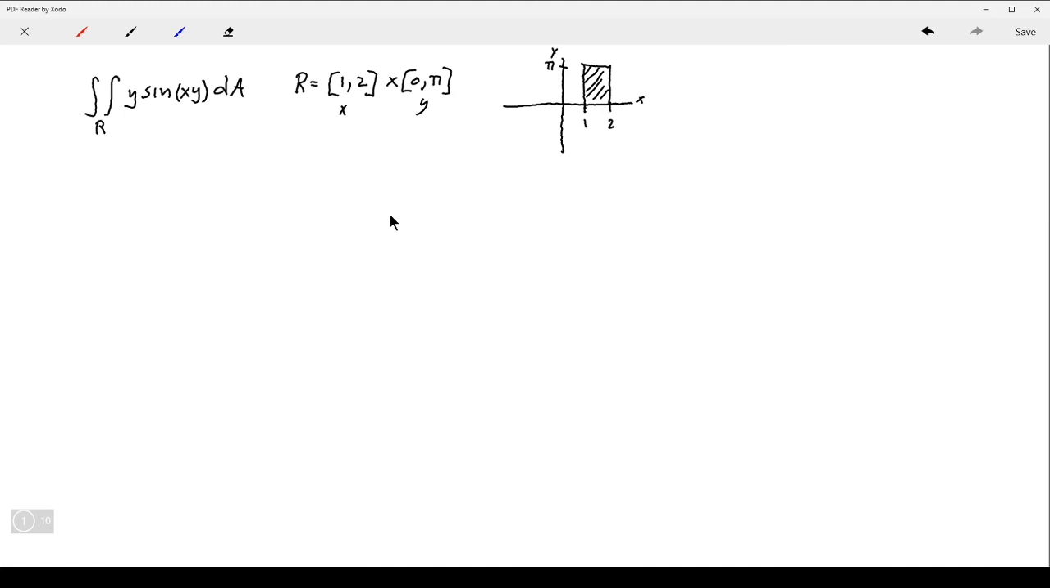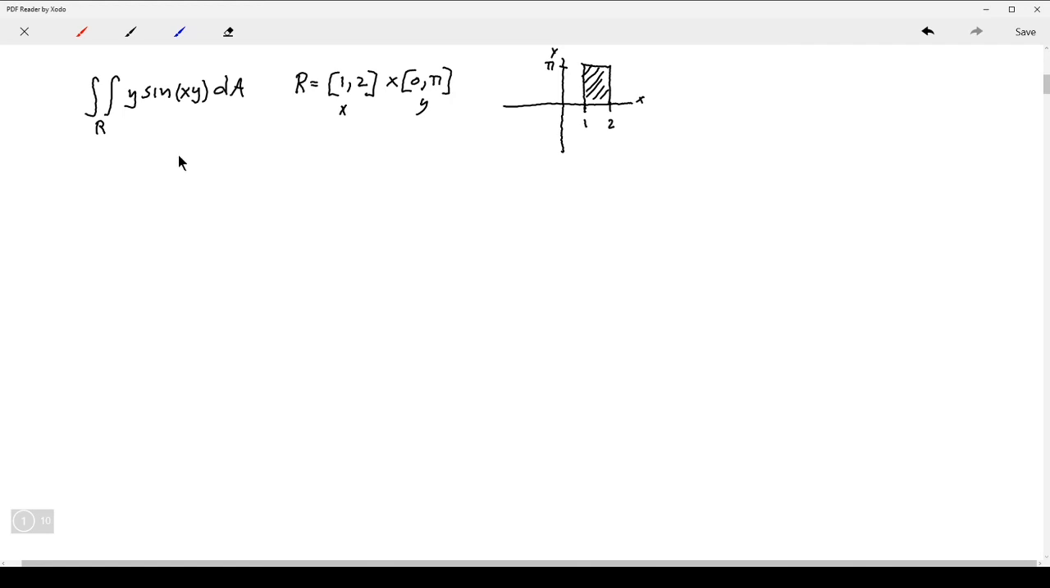If I were to do y first, x would be a constant, but then I would be integrating a constant times y sine of constant times y. So basically y sine y. You've done this before, I'm sure, in Calc 2 when you learned integration by parts. Personally, I'm not sure I want to do that. Integration by parts is complicated, and you've got decisions to make there.